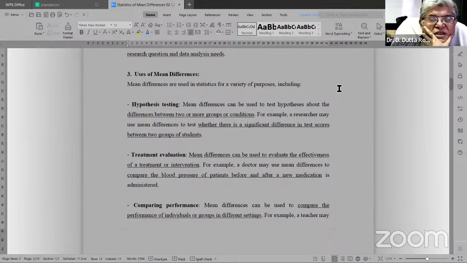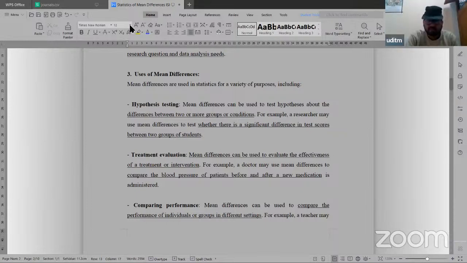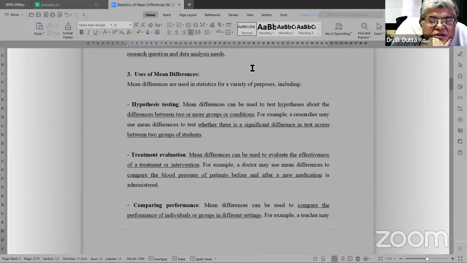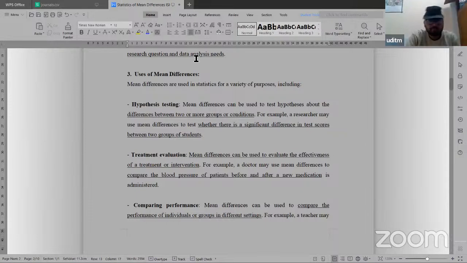You can ask it again about this treatment evaluation. Please explain this treatment evaluation, and ChatGPT will answer you. Okay, sir. In detail, you mean. Yes. Then you can get much information from ChatGPT. Okay, sir.